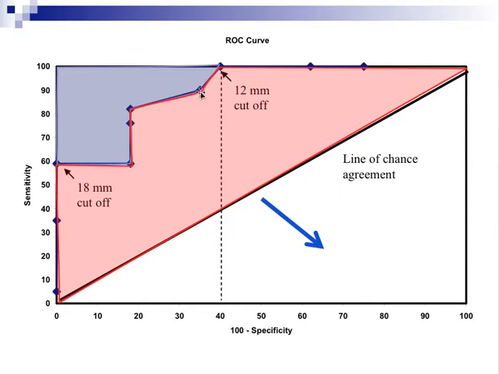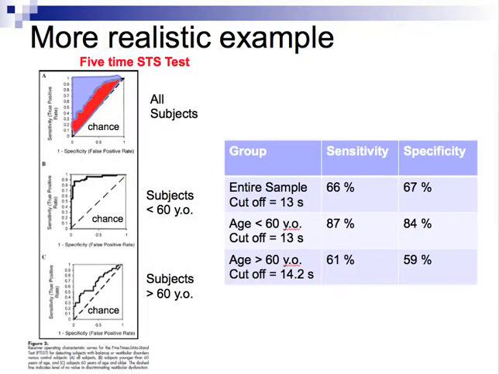So this is typically how we would look at how we draw different cutoffs for a test that we could plot in a contingency table like that. Now here's a more realistic example. In this particular example, we did the 5 times sit to stand and plotted the sensitivity and specificity of different times that it took the patient to perform a 5 times sit to stand.